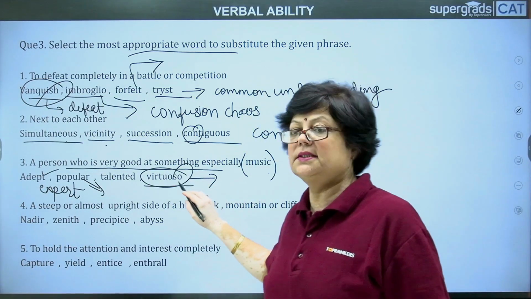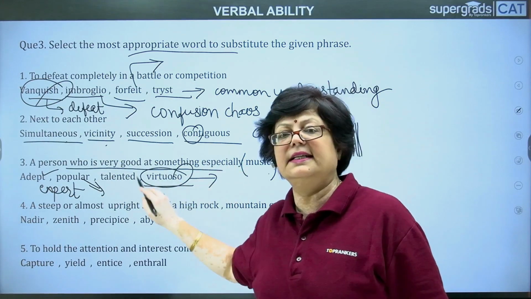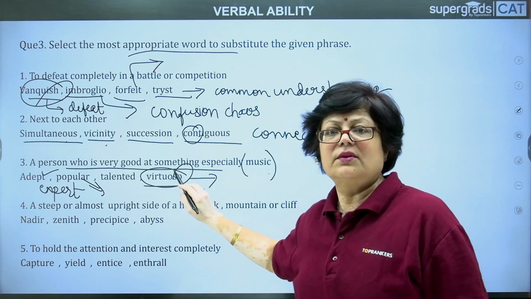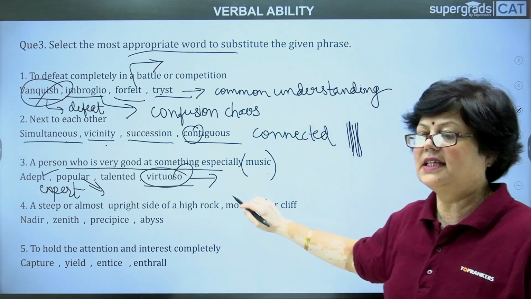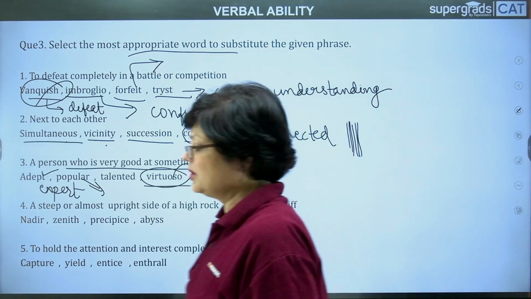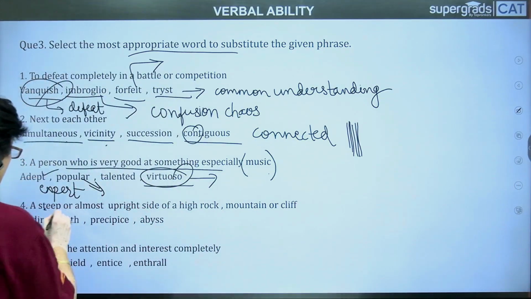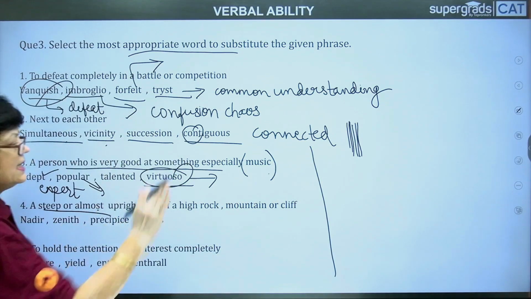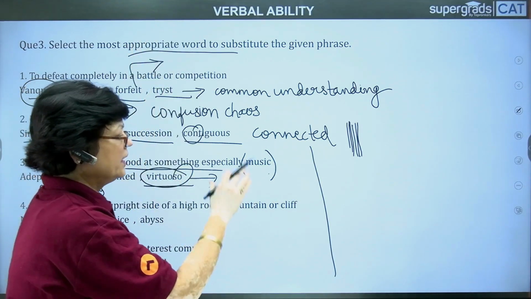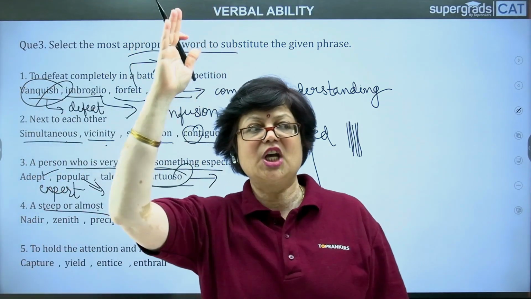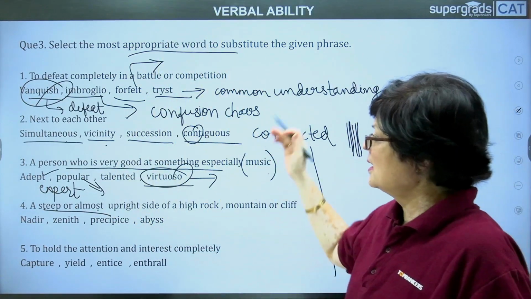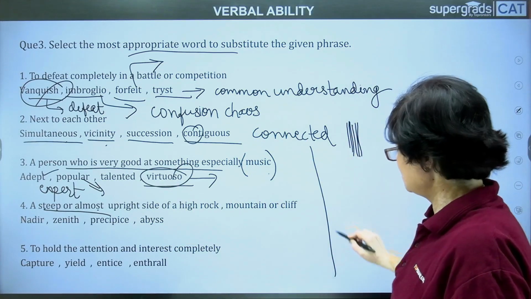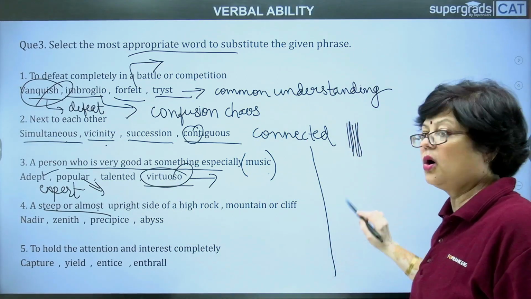Virtuoso is a person who is extremely talented specifically at music. So this is the specific word which you should be able to understand and select, right? Come to the next one. A steep or almost upright side of a high rock, mountain or cliff. Steep, sharp. Okay. Steep means sharp and it is the upright side, as I've shown you, of a high rock or a mountain.